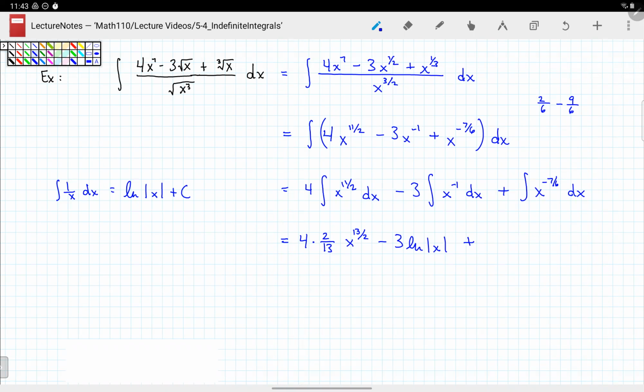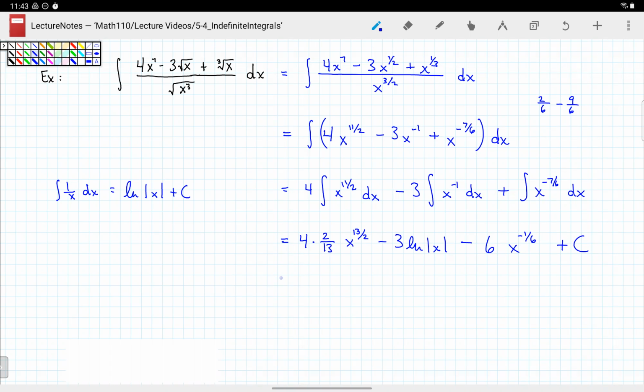And then that last one is I am going to increase the power by 1, which is going to be x to the -1/6. And then I'm going to multiply by the reciprocal, divide by -1/6, or multiply by -6. So I'm just going to say this is going to be -6. And then I have plus a constant. Of course, I don't have to add a constant to each term when I'm doing this, because those all gather up to be one big constant.